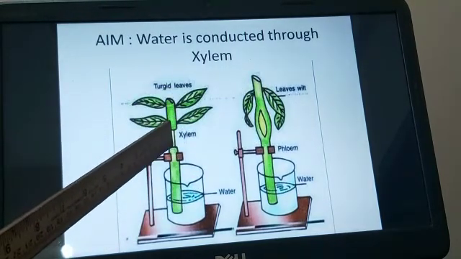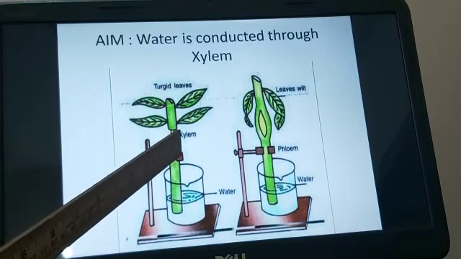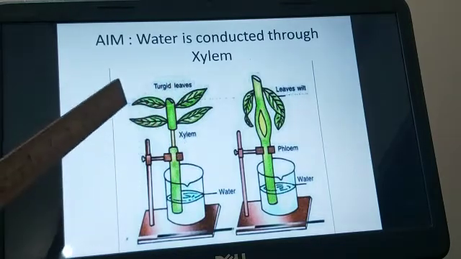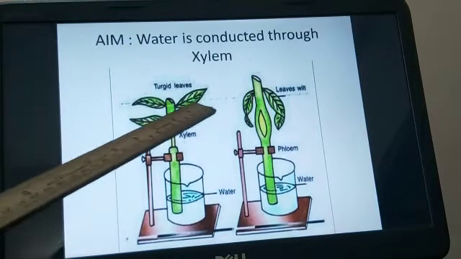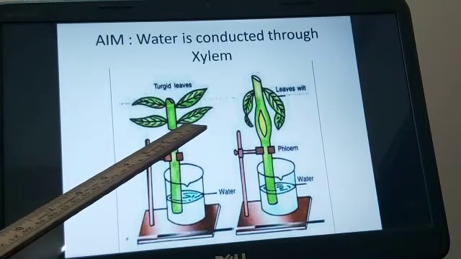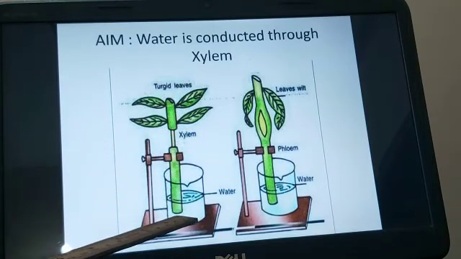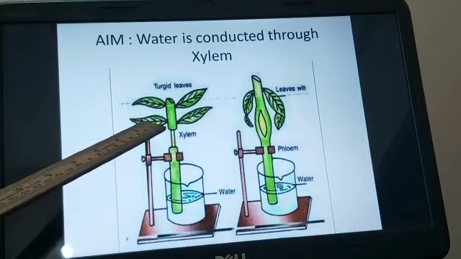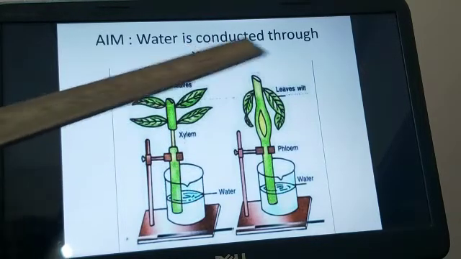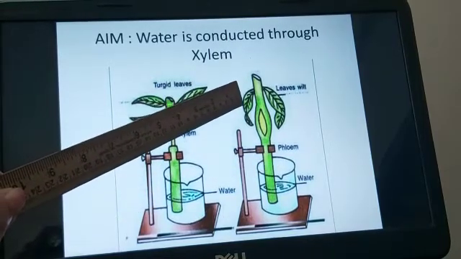While in this experiment you will see that the xylem is intact, whereas phloem is not there in this cut. So when you leave this plant for some time, you will see that after a few hours, these leaves seem healthy, they seem turgid, because the plant is absorbing the water, the xylem vessel is conducting the water, and the leaves are getting adequate amount of water. But here in this twig, you will see that after some time, the leaves will show wilting.